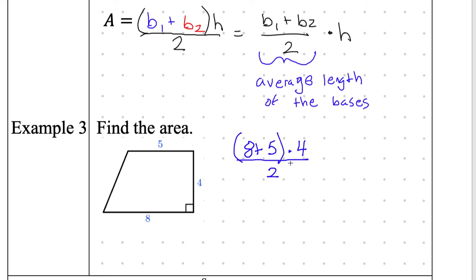Okay, let's do that. What is 4 divided by 2? We can reduce that right now. That's 2. So it's going to be 2 times 13, which is 26. And what is our final answer? 26 units squared. There it is.